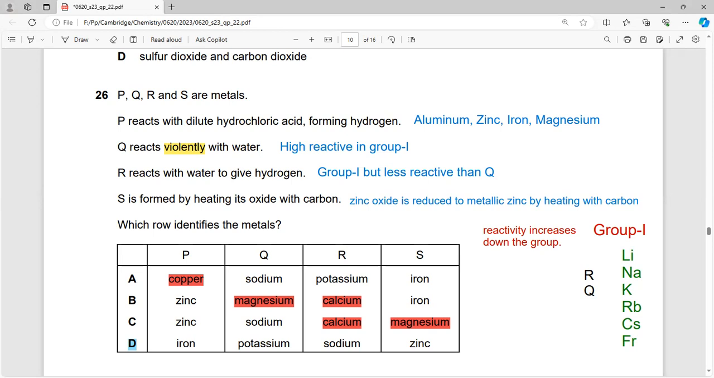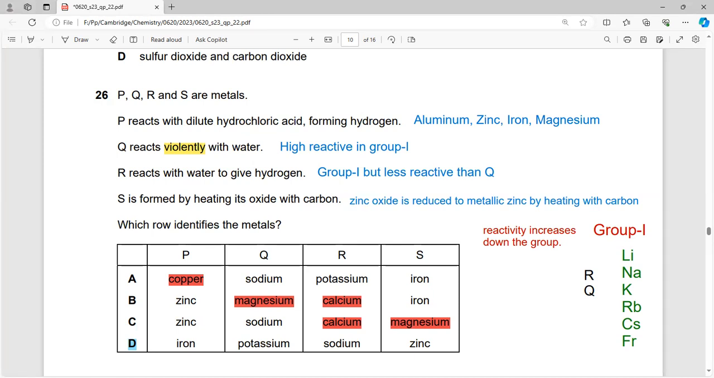So it's violently reacting. So second is R, that reacts with water to give hydrogen. So it's present in group 1 because they can directly react with the water and release the hydrogen. But it is less reactive than Q. In the same way, S is formed by heating its oxide with carbon. So zinc oxide is reduced to metallic zinc by heating with carbon. It is the particular property for zinc.